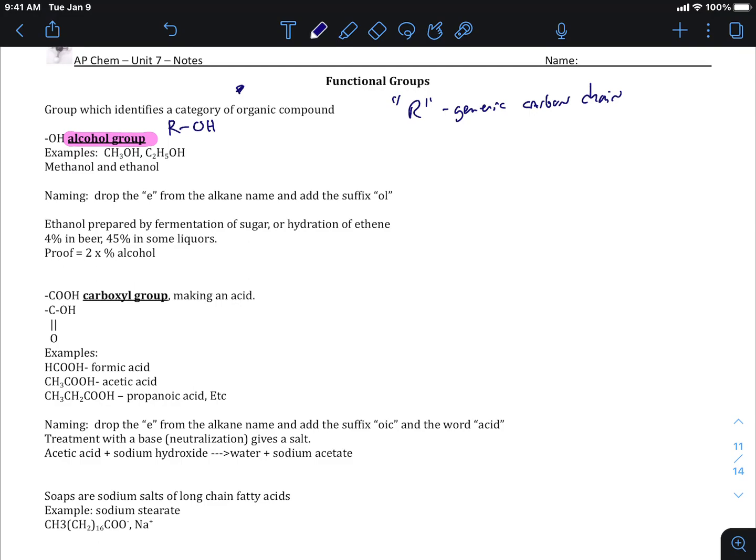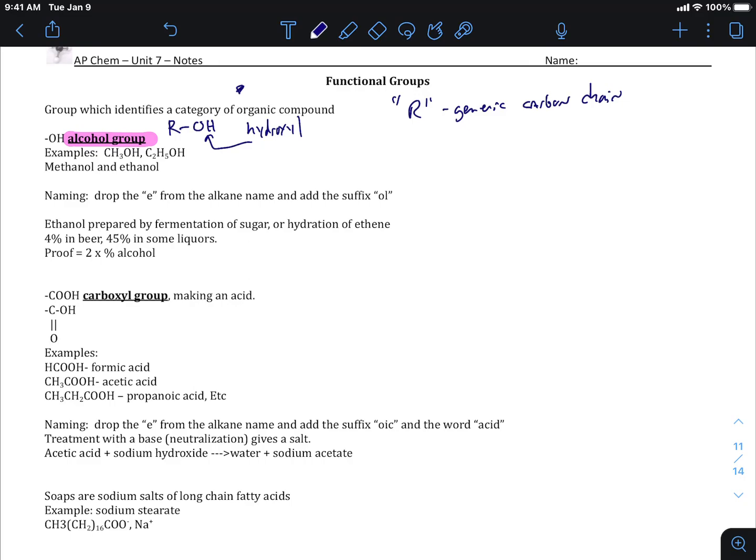Now the OH group has a name. This is called the hydroxyl, which kind of makes sense because you've seen the OH minus ion is hydroxide, right? So hydrogen, oxygen, hydrox, right? That makes sense. So that's the hydroxyl group.